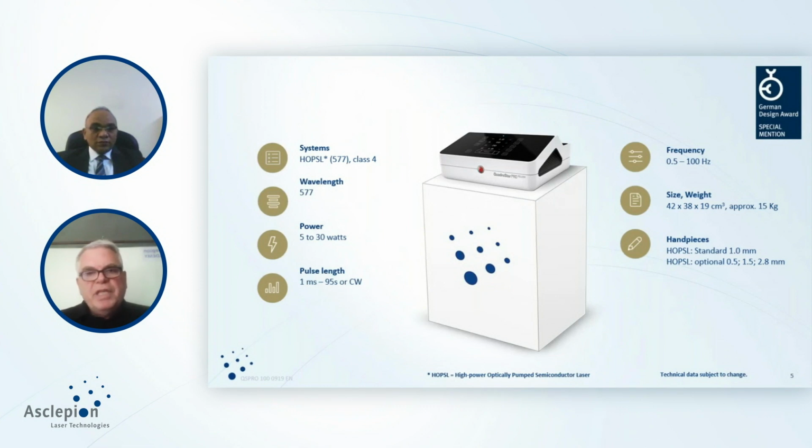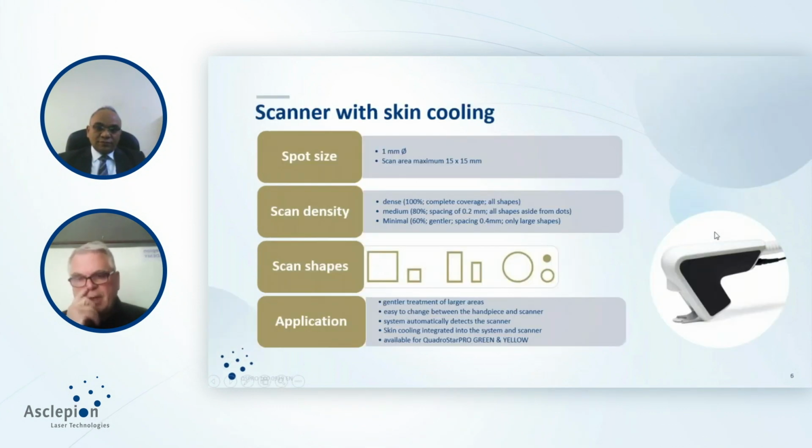Here you see this is a tabletop machine which works with a wavelength of 577, and we have up to 5 watts available with the 577. We can do different modes. We can also work in a continuous wave mode. We are working in the pulse mode very fast. The machine is quite small, so that we can even transport it to different locations.